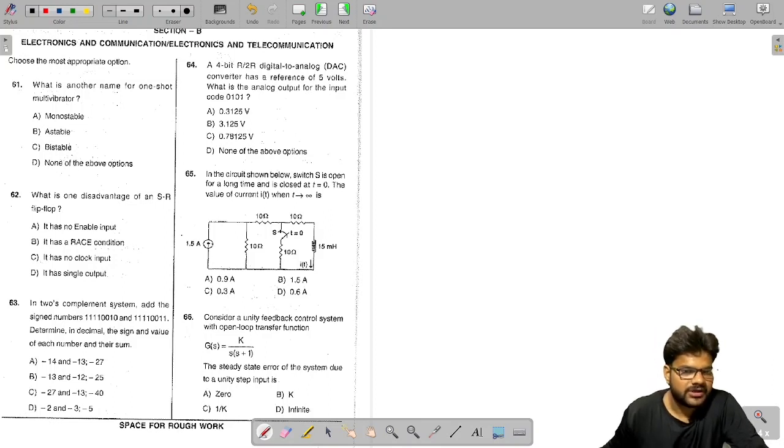In the question paper, there are two sections. One was general aptitude and another was the technical part. So we are starting with the technical part first, and it is starting from question number 61.